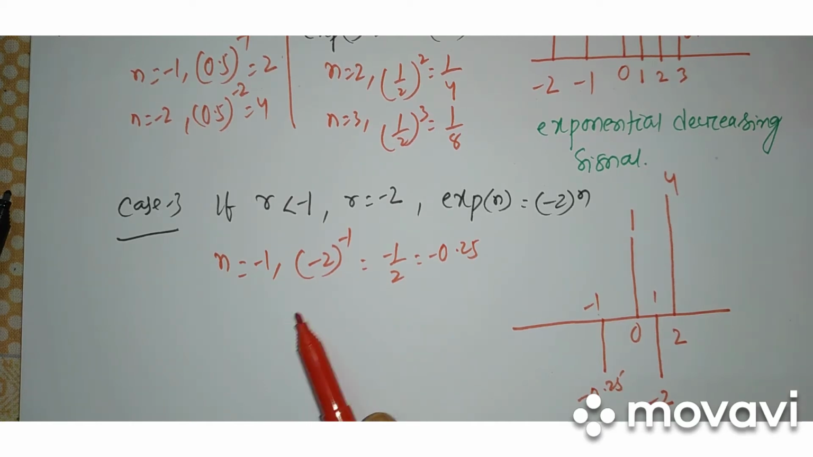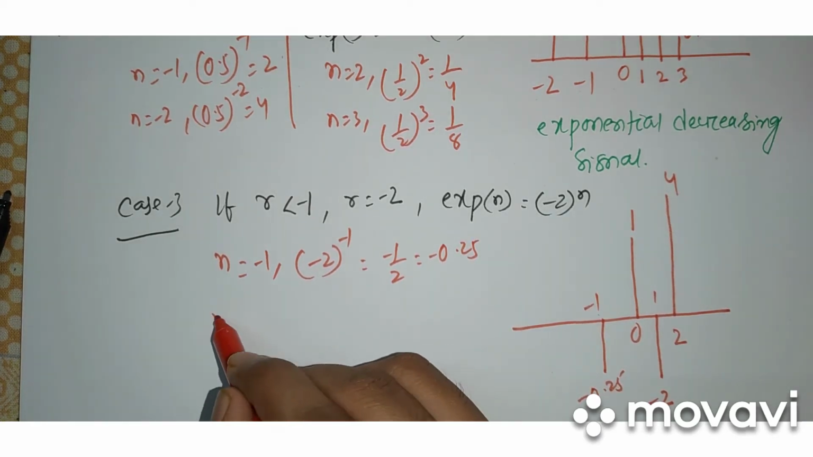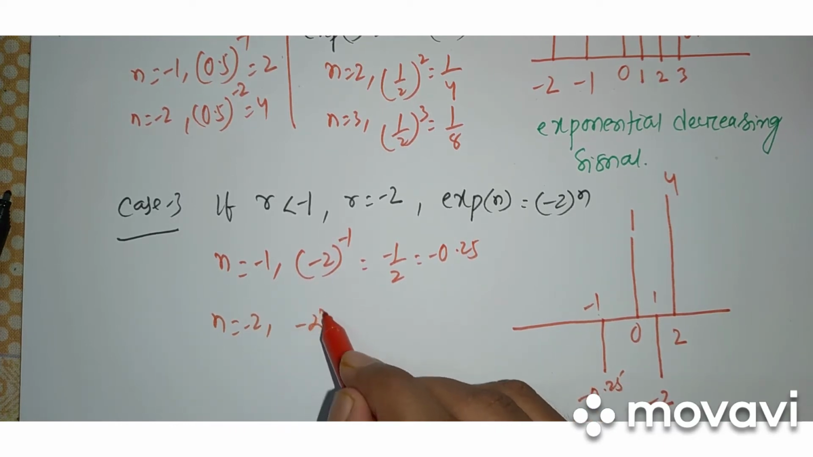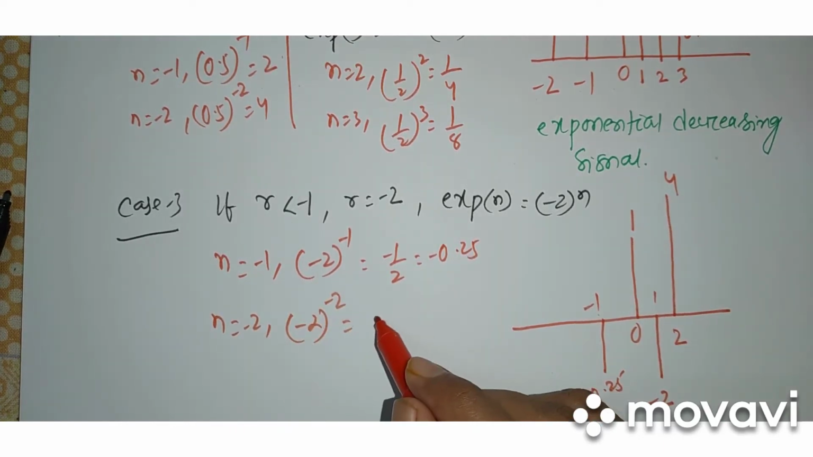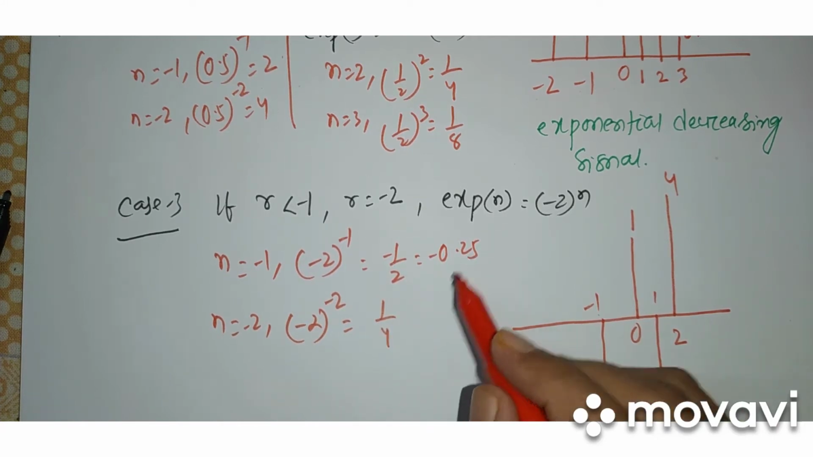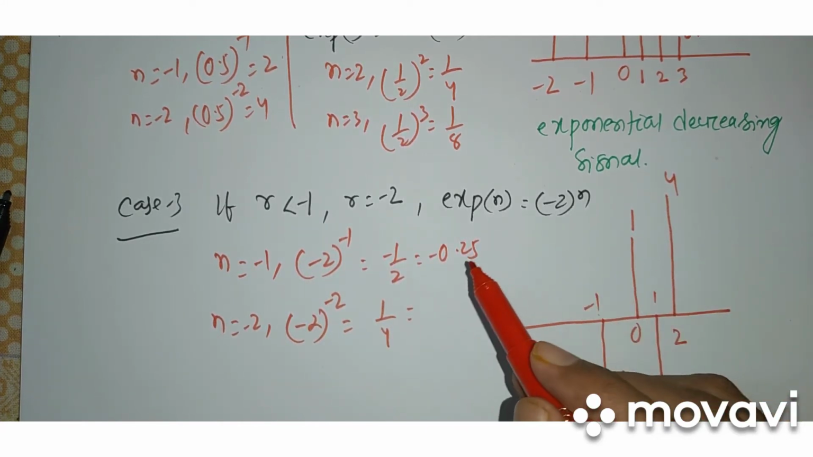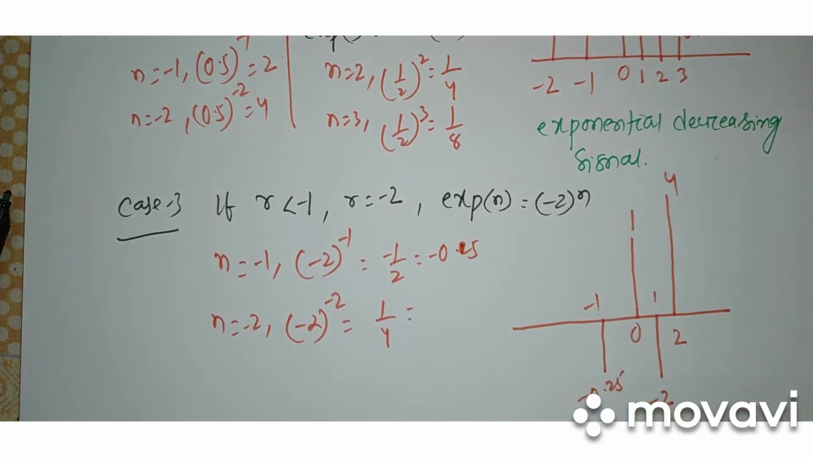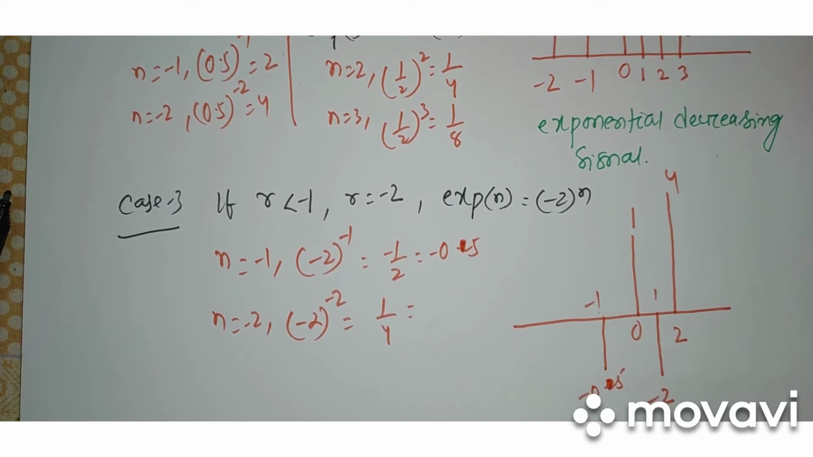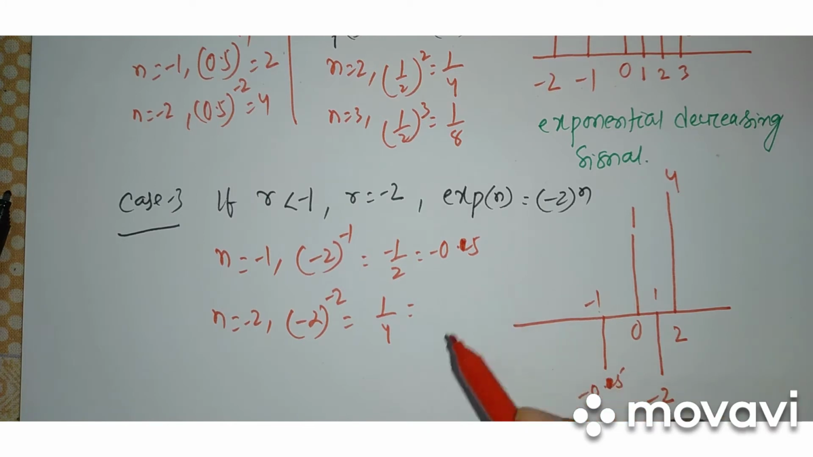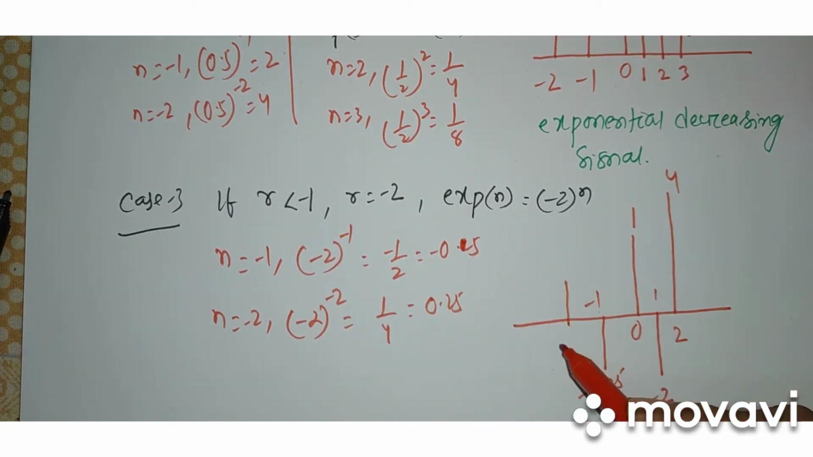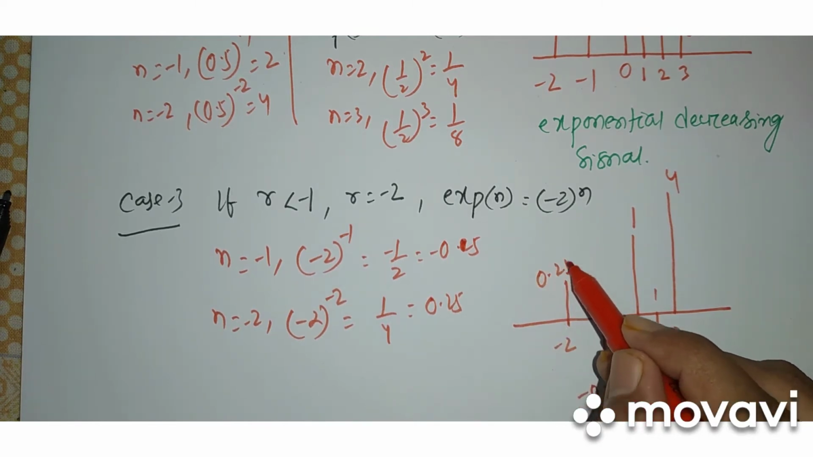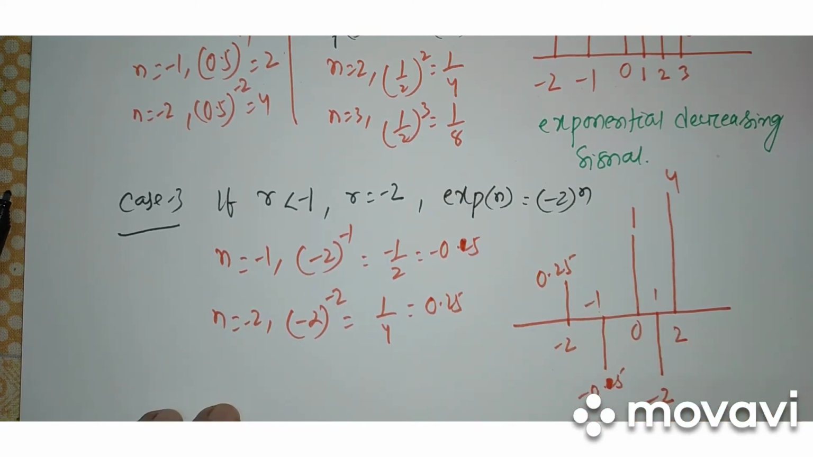Similarly, n equals minus 2. How much will you get? It is minus 2 to the power minus 2. Sorry, minus 1 by 2 means it's not 0.25, it is minus 0.5. Now n equals minus 2, minus 2 to the power minus 2, it is 1 by 4, simple, 0.25. Okay.